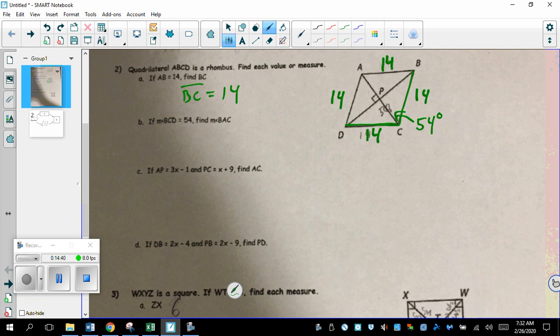How big is BAC? So they want to know BAC. How are we going to figure this out? So that's going to be 54. I don't know that they gave enough information to solve that problem. Hold on. I think you might have a typo in your paper here, buddy. BCD, the whole thing, is 54. Which means we don't have enough information.